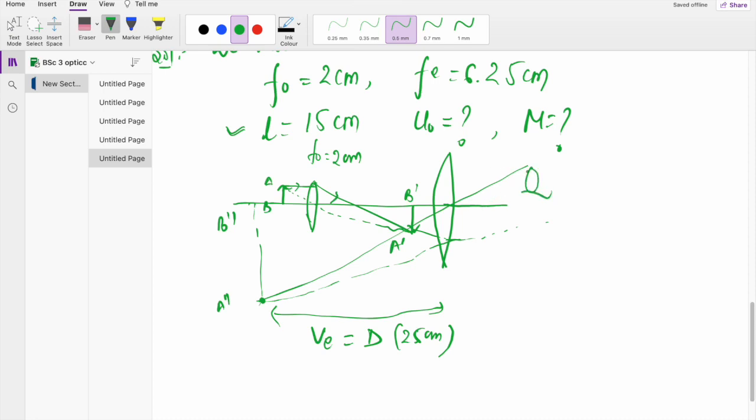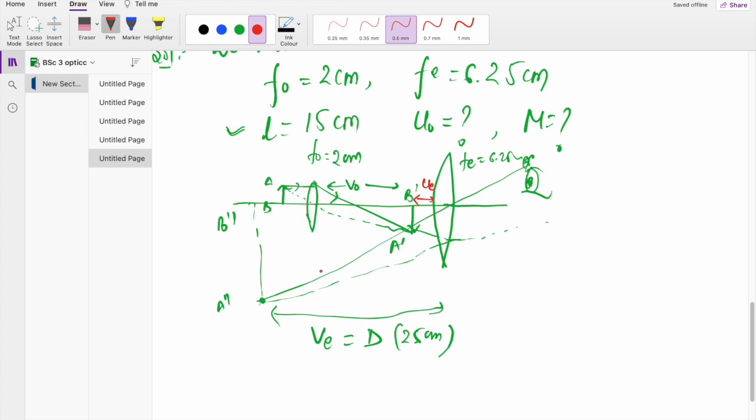We have placed an eye somewhere here. This distance is our VO, and the image formed by the objective lens is treated as an object for this eyepiece. The focal length of the eyepiece FE is 6.25 centimeter. This image is behaving like the object for the eyepiece, so this is UE, the object distance for the eyepiece.